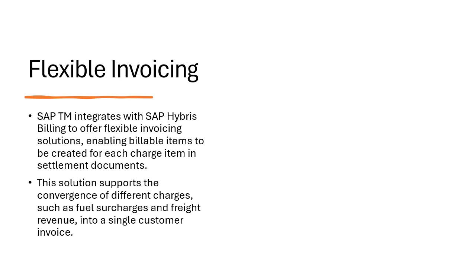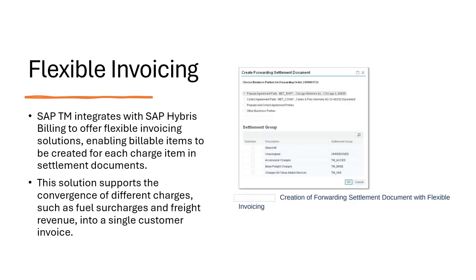This approach offers flexibility for logistics service providers to meet various customer billing preferences. This image actually shows the process of generating a forwarding settlement document with flexible invoicing. It also shows how users can select different parties and charge groups to generate invoices, giving businesses flexibility in how they manage their settlement process.